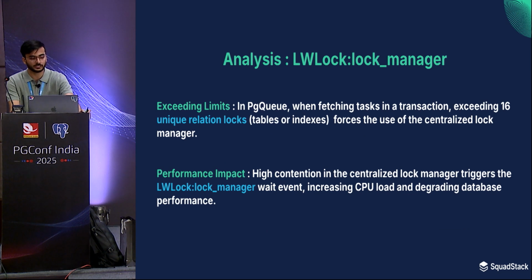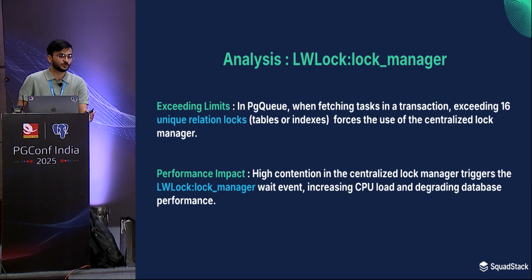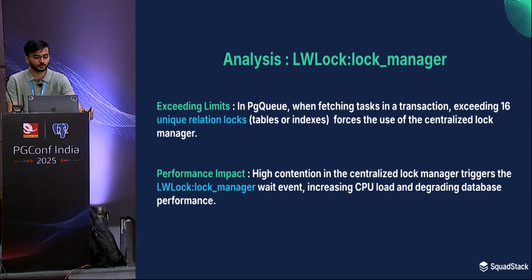So the issue was in our PGQ. Basically, we started a transaction, then started fetching queues and executing them. We had some extra or unused indexes, due to which the total limit of 16 was exceeded. Because of that, we saw a huge increase in the LWLock manager wait events, and CPU increased almost 3 to 4 times. We have around 16 vCPUs, and DB load increased to almost 50 to 90.